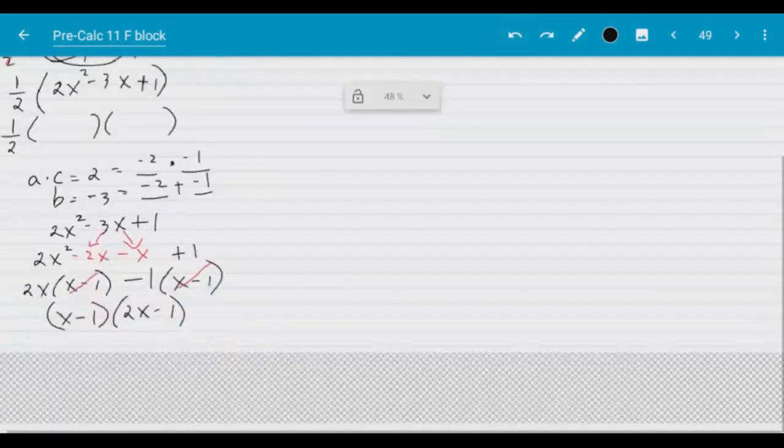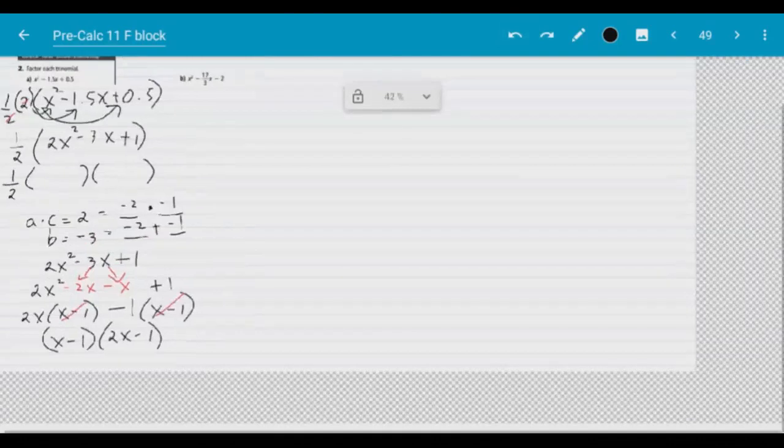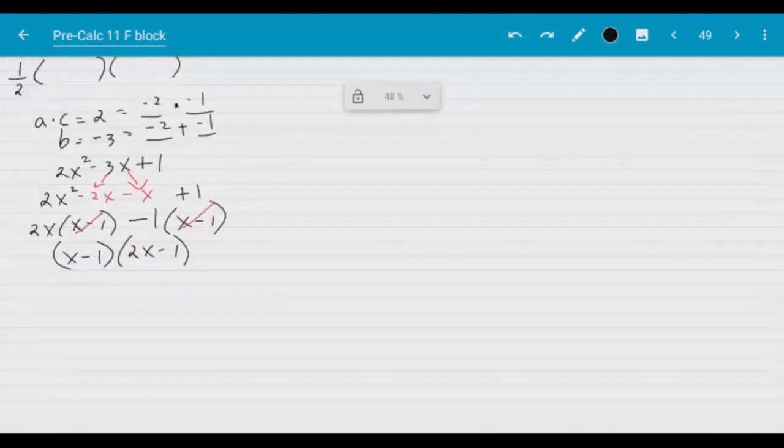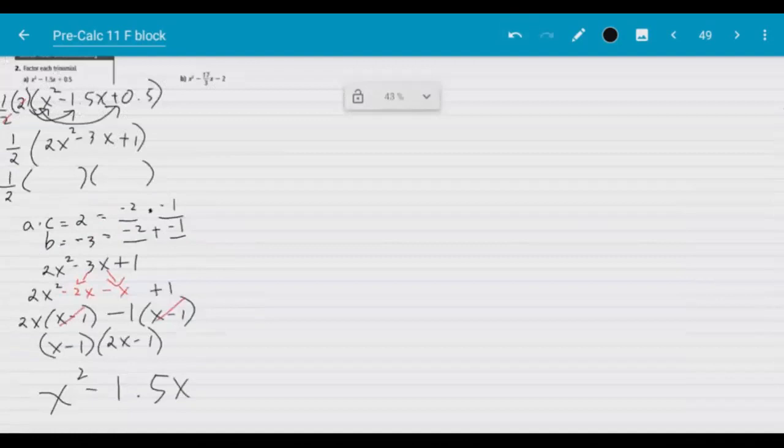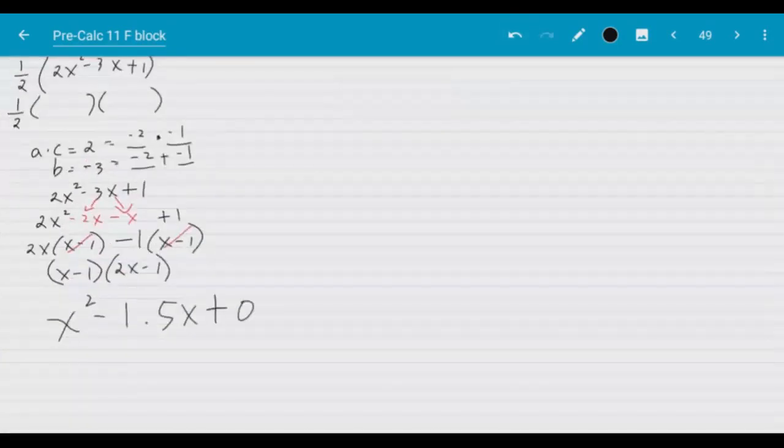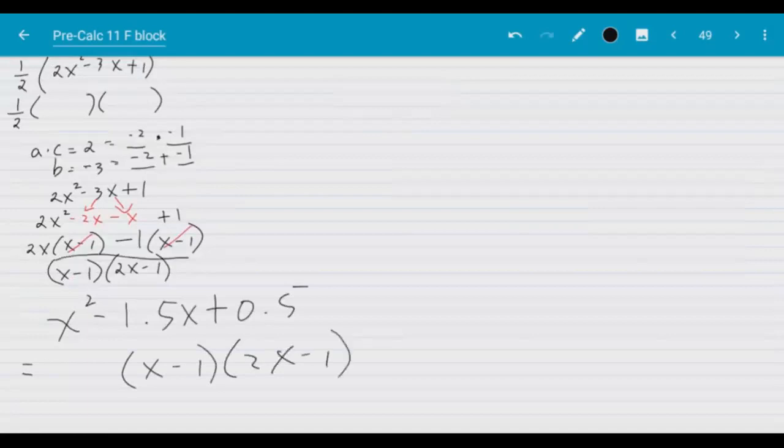Therefore, the final answer to the factors of x squared minus 1.5x plus 0.5 would be x minus 1 times 2x minus 1, which is what we have here.